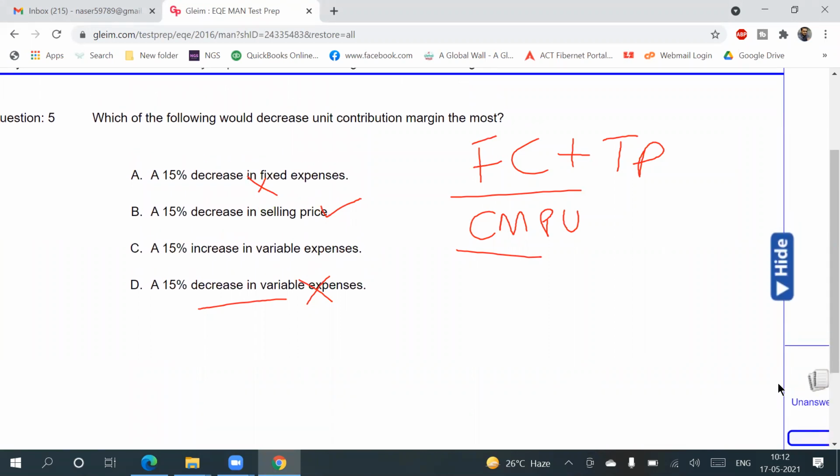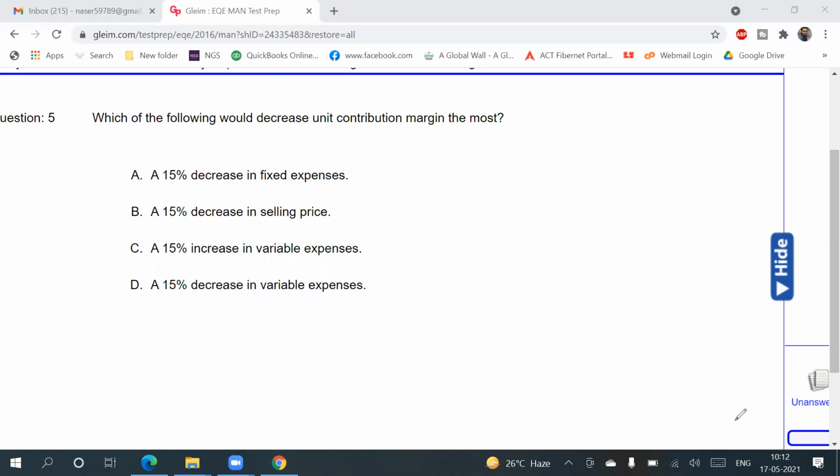Okay, here is another question. Let me just clear this drawing and have another. Now, which of the following would decrease unit contribution margin the most? Which of the following would decrease the unit contribution margin?